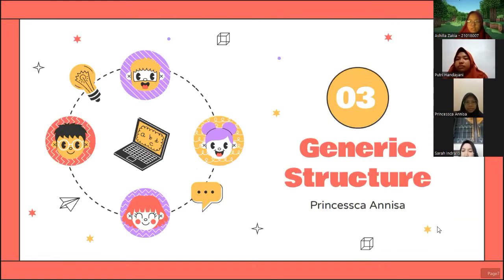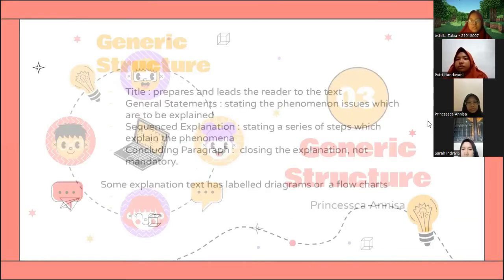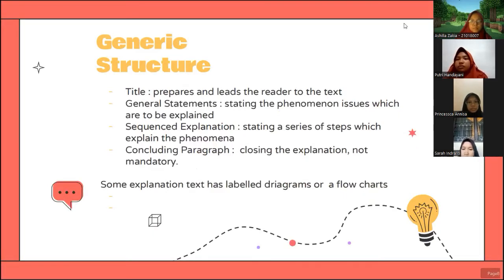And the next material we're gonna explain by Princessca Annisa. To Princessca Annisa, time is yours. Generic structure. So explanation has the following structure. Number one is title. Title prepares and leads the reader to the text. Explanation has a title that prepares and leads the reader to the text.